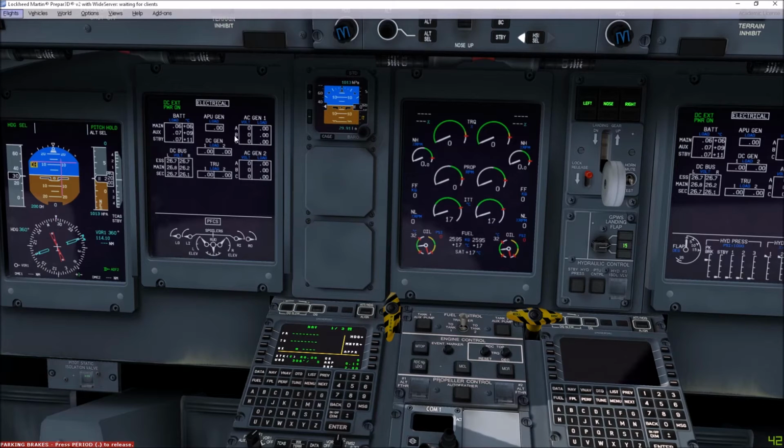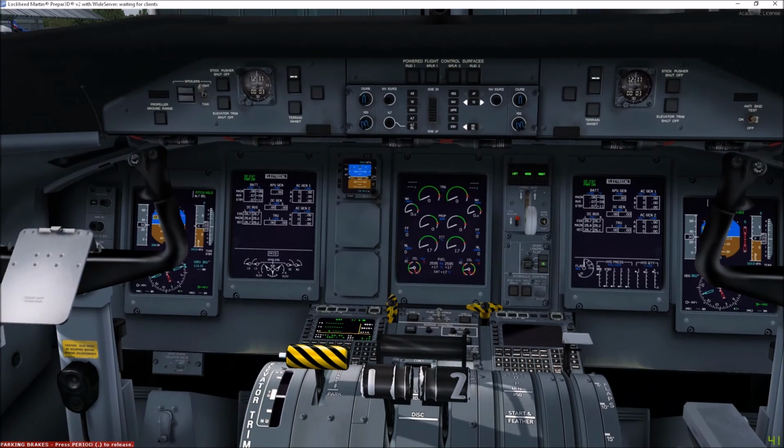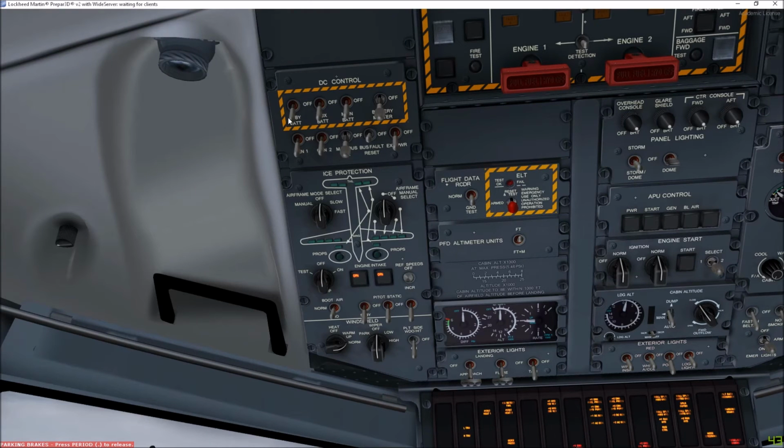You can also see the voltage and loads for the AC generators, which are not currently online. If we were to take a look at the electrical panel now on the overhead, the DC controls first of all. The top three switches on the left hand side are for the batteries: standby, auxiliary and main. And we also have the battery master switch, which connects all of the batteries to the DC bus bars.